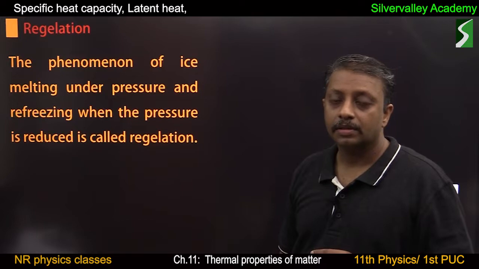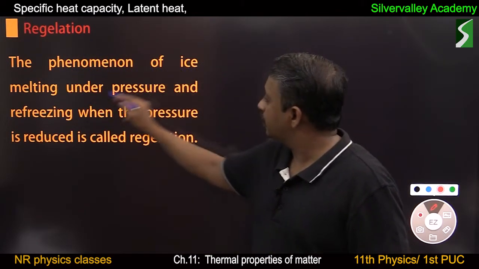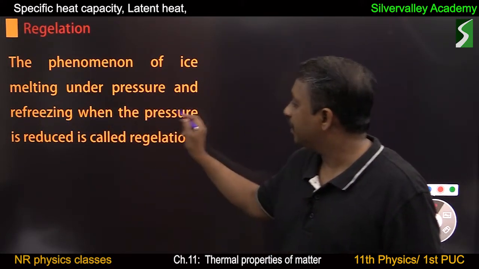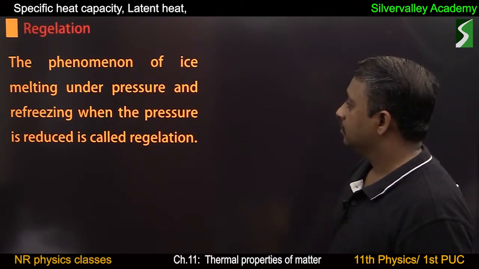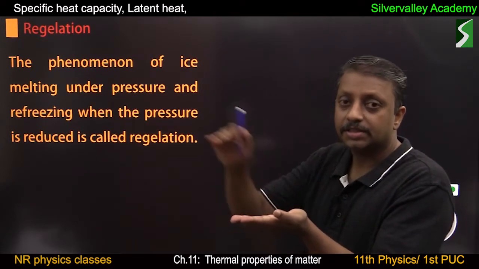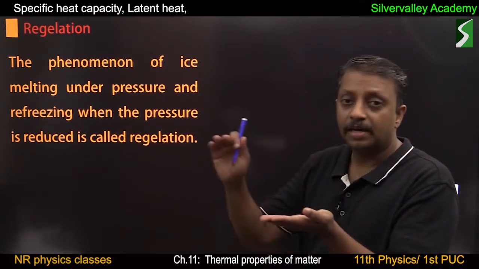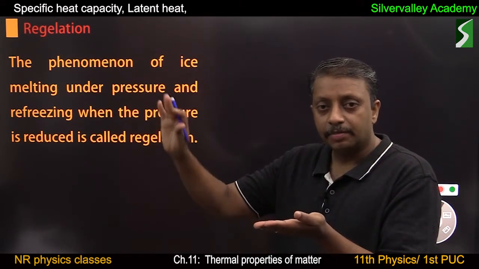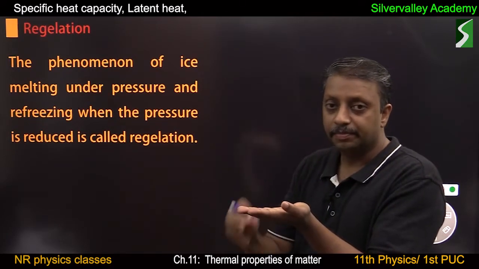Regelation, important for 1 mark. Regelation is the phenomenon of the ice melting under pressure and refreezing when the pressure is reduced. Ice melting point is 0 degrees Celsius at standard temperature, standard pressure. Standard pressure means 1 atmospheric pressure. For the time being, neglect standard pressure, and to understand this is sufficient. At 0 degrees Celsius, ice melts.